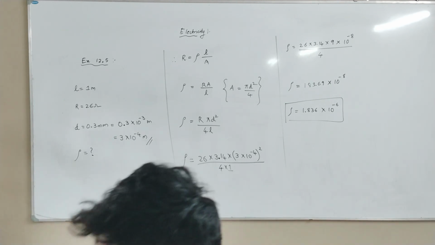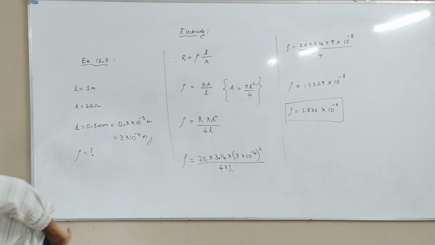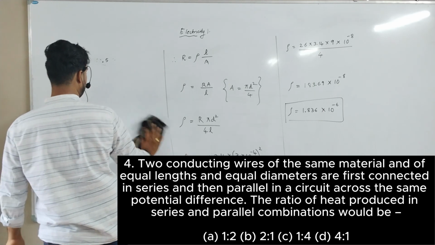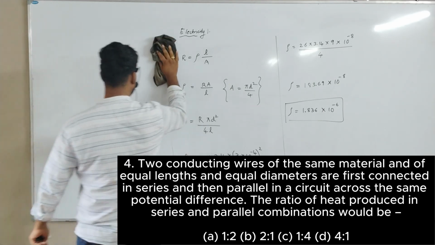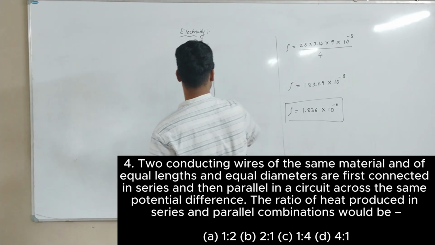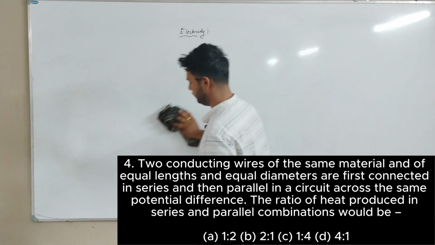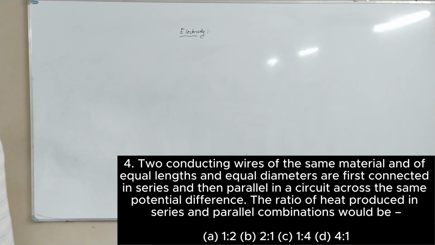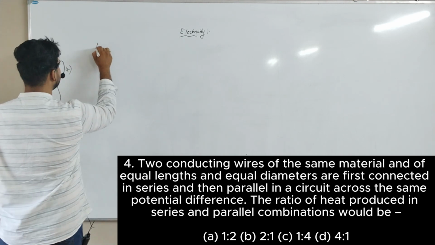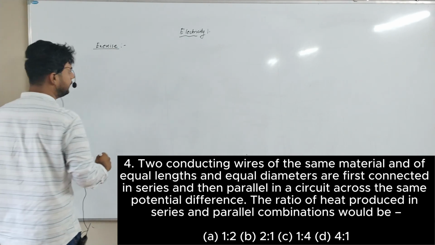Exercise. All examples are completed. Exercise, fourth sum. Till 3 I did, then I went directly to 8. We have done the 7th sum, so 3, 4, 5 I should do. That was remaining. Open the fourth sum and read it.